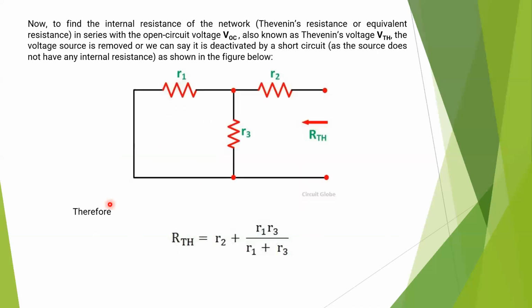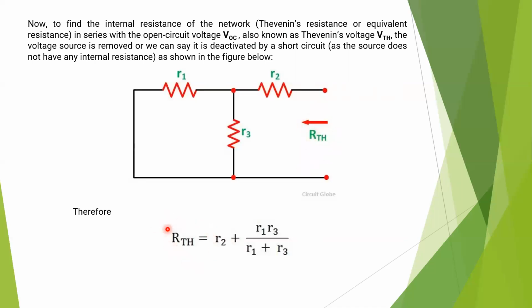Next step, now we have to find the internal resistance of the circuit, that is Thevenin's resistance or equivalent resistance, which is in series with the open circuit voltage VOC. That is also called VThevenin. For that, we have to deactivate all the sources. If there are voltage sources, they should be shorted. If there are current sources, they should be opened. So we short the voltage sources and calculate the equivalent or internal resistance. So from this load end, we have to calculate the RTH.